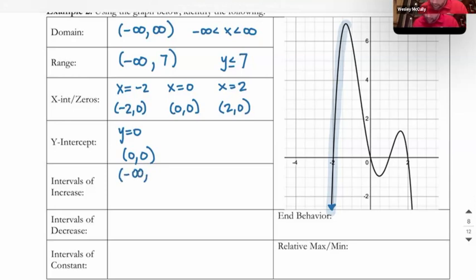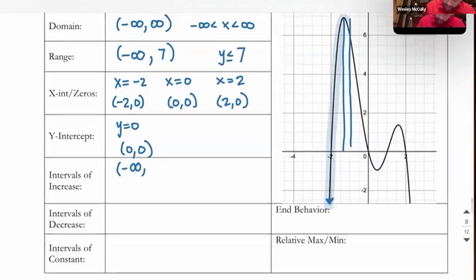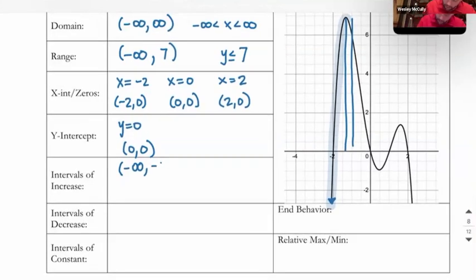Okay. And it goes to about, let's see, where does it looks like, I don't know, 1, maybe. See, that's 1. This is 1. So that's not quite 1.5. So let's approximate negative 1.3. Okay. So on that interval, it is increasing.